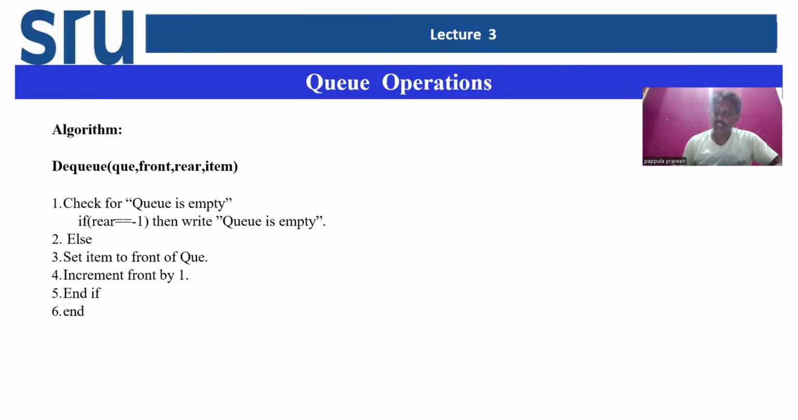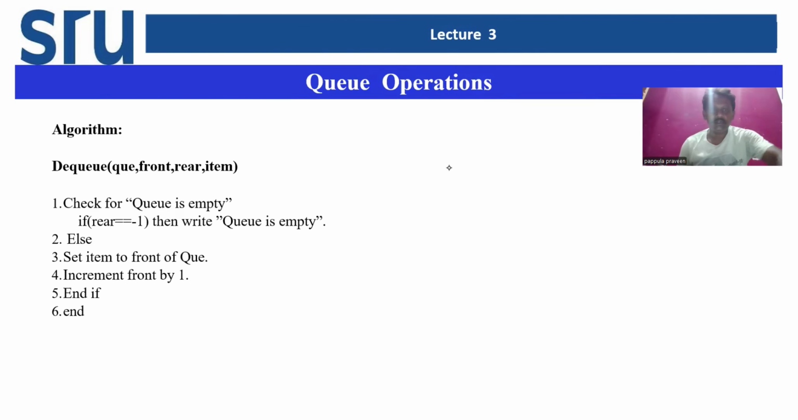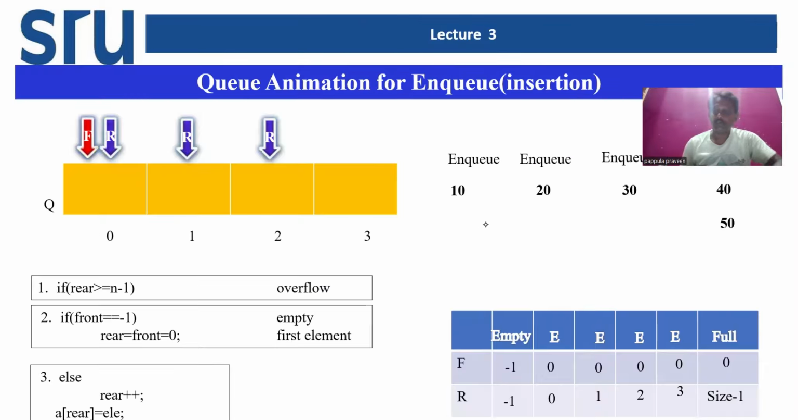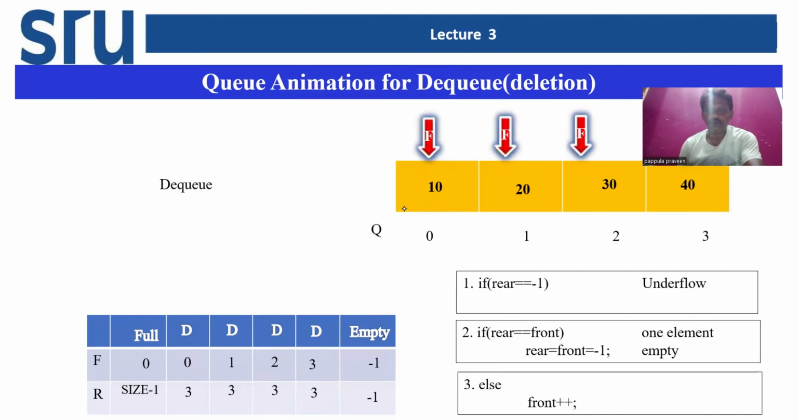So then we can use the simple void function, we write like this. Here we write this. Now if rear equal to -1, then write queue is empty. Otherwise, set items to front to queue. Set items to front to queue means here we have to check whether the queue is empty. Now, yes, here go to the third step.